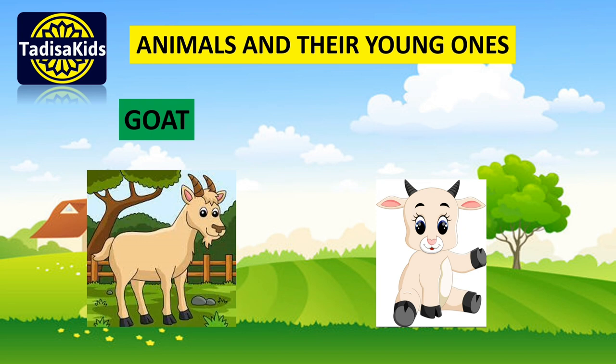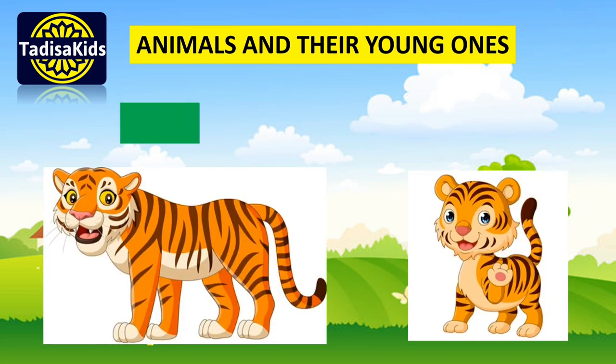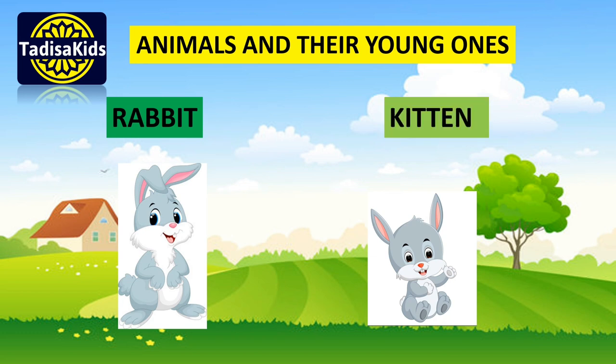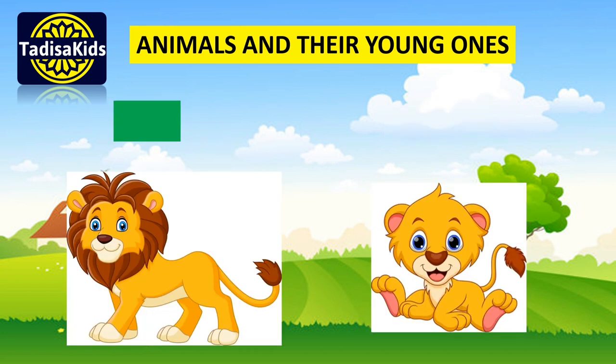Goat. Goat baby is kid. Tiger. Tiger baby is cub. Rabbit. Rabbit baby is kitten. Lion. Lion baby is cub.